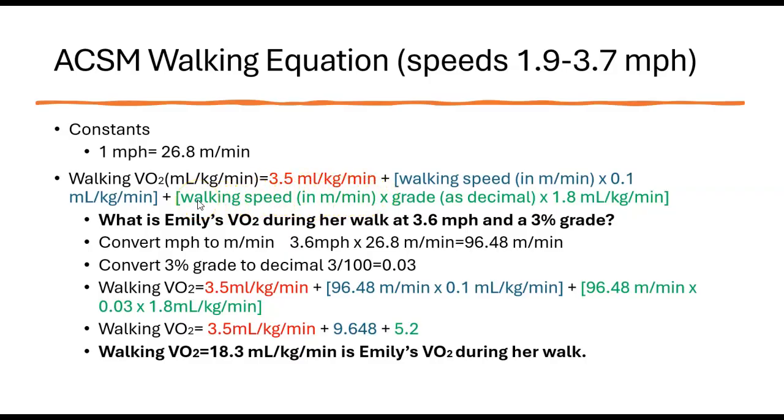Okay, we're going to convert her 3% grade into a decimal. So 3%, 3 divided by 100 is 0.03. Okay, it's a pretty easy one. So again, 0.03 will go here. So after we plug in those numbers that we just determined into our equation, it will look like this.